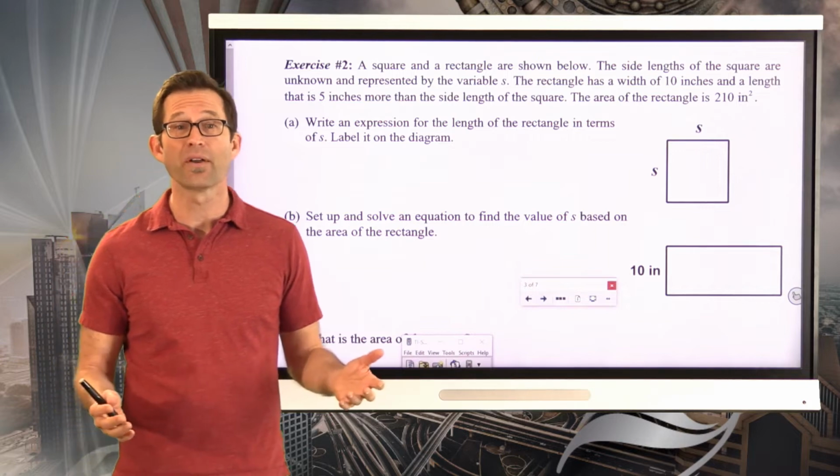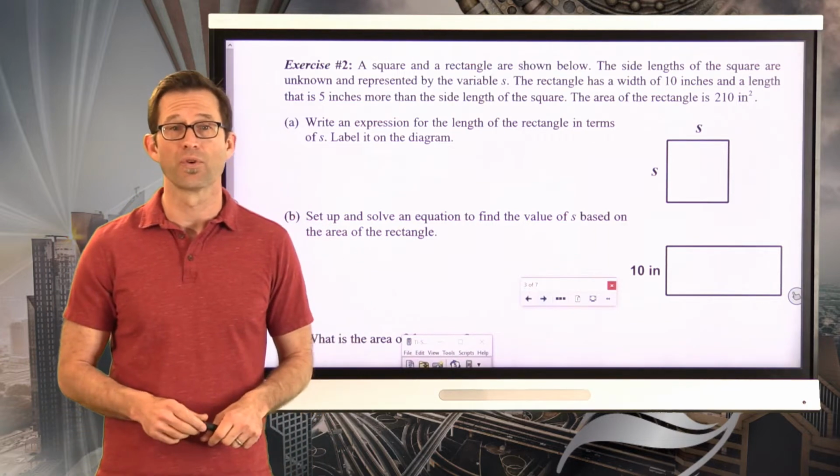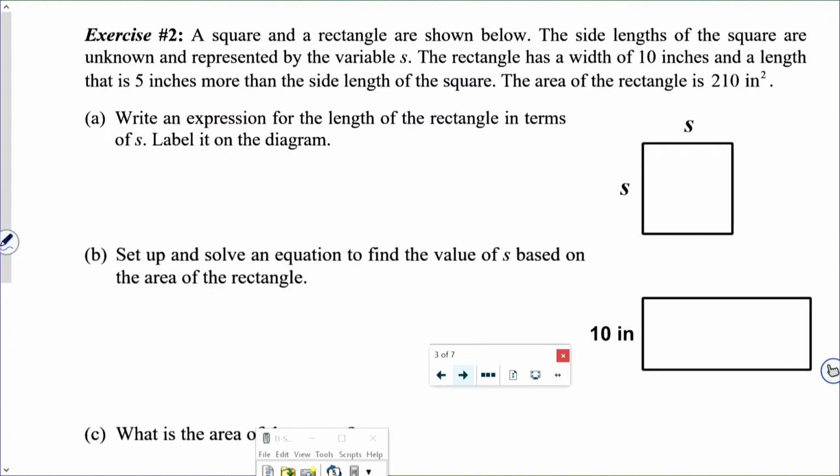All right, another geometric problem. Let's take a look at exercise number 2. A square and a rectangle are shown below. The side lengths of the square are unknown and represented by the variable s. The rectangle has a width of 10 inches and a length that is 5 inches more than the side length of the square. The area of the rectangle is 210 square inches.